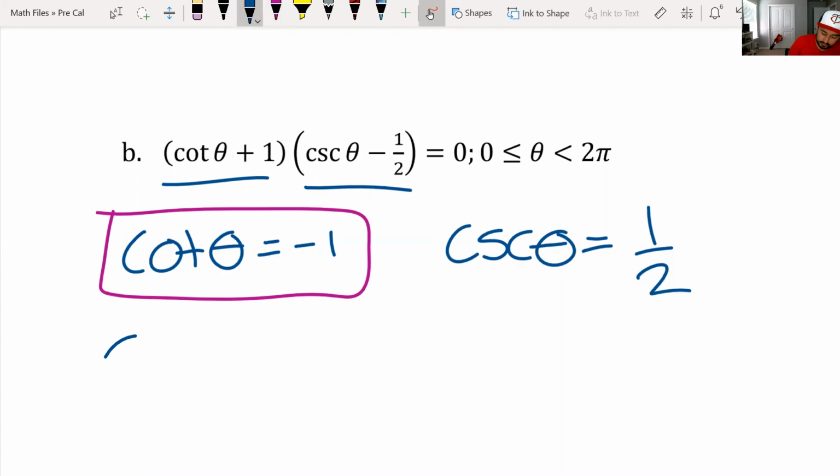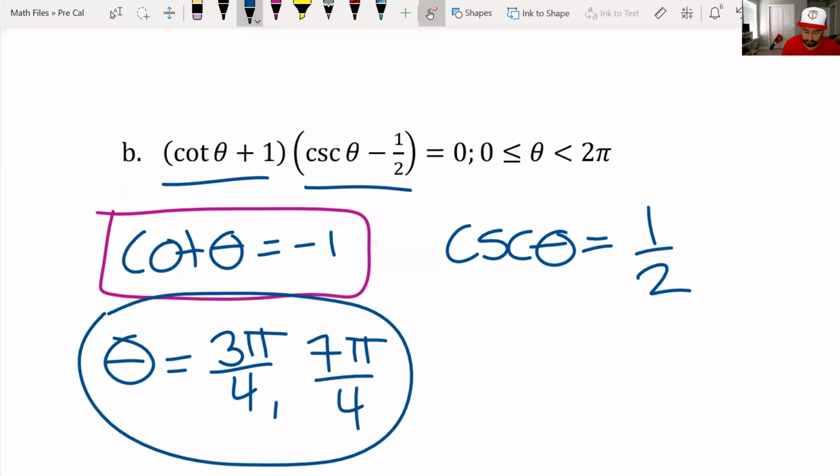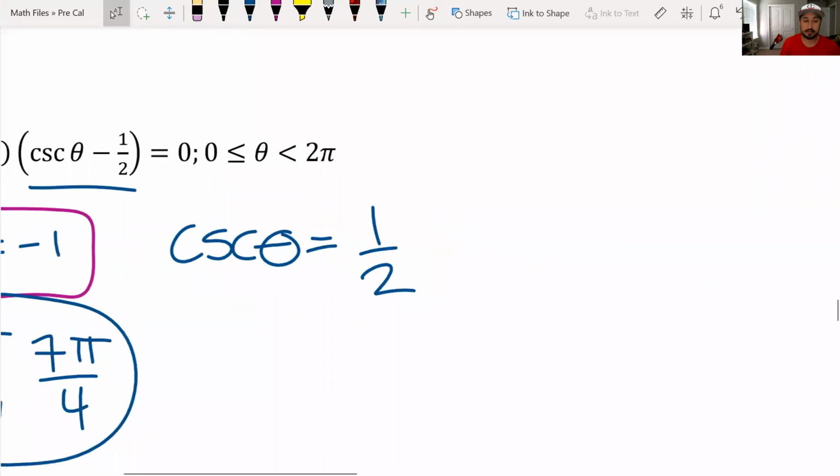Where on the unit circle is cotangent a -1? And that's going to be at 3 pi over 4 and 7 pi over 4. There are our solutions there. Next is, where is cosecant equal to 1/2? Well, my friends, that's going to be nowhere, right?